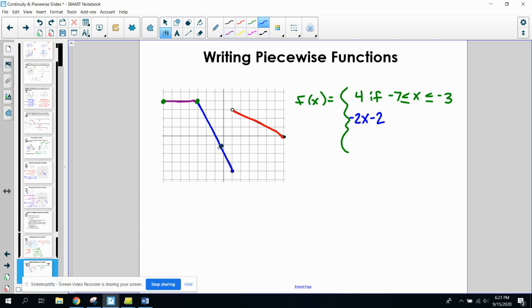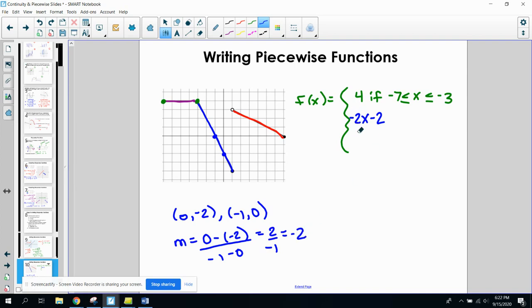So I'm just going to do it both ways. If I use this point, let's say here, the point 0, -2, and then I pick one more point on the line. I'm going to pick this point, that's the point -1, 0. If I want to find the slope, I'm going to do change in y, so 0 minus -2 over the change in x, -1 minus 0, and this is going to give me 2 over -1, which is -2, which is my slope, which is in front of x.